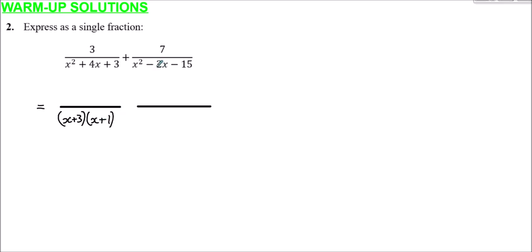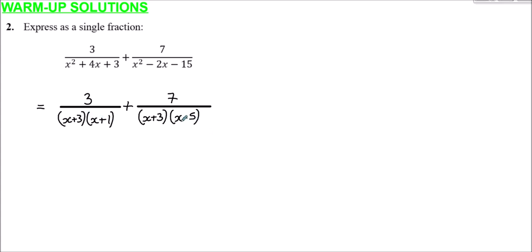On the other side, this one again will factorise into x plus 3, x minus 5. And we're adding the two algebraic fractions together, so I'll just stick a plus sign here. And then what we need, of course, are the numerators, 3 and 7. We need to have a common denominator. Well, x plus 3 is already common in each. Have an x plus 1 over here in this one, but not over here.